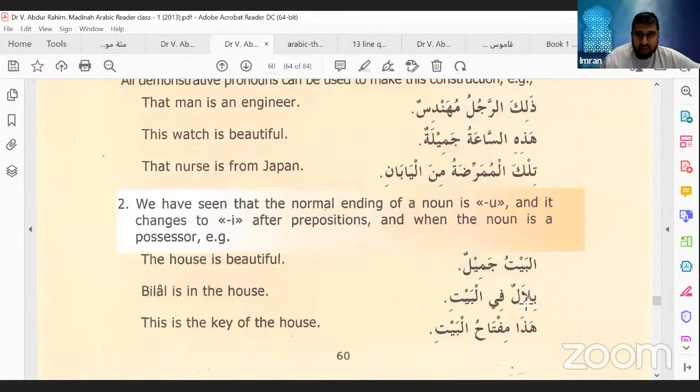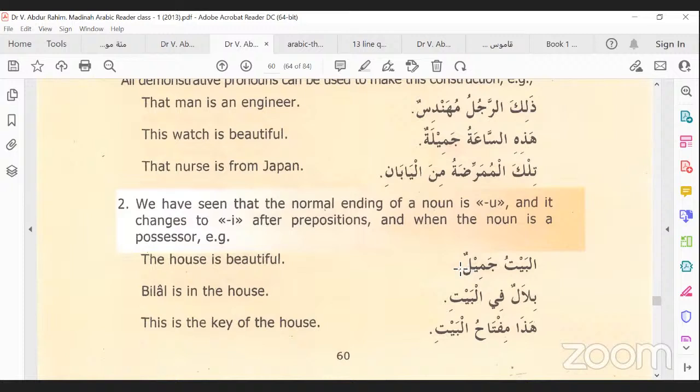So here, let me explain. Al-Baytu Jamilun. Jamilun is a single word, and it's coming as the khabar of the mubtada Al-Baytu. This is the first part. Al-Baytu Jamilun. Al-Baytu is mubtada and Jamilun is khabar. Correct.